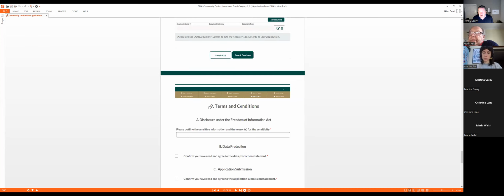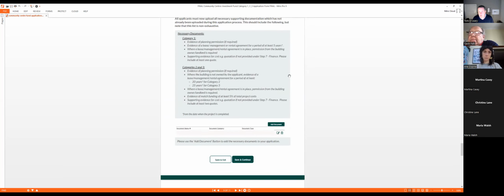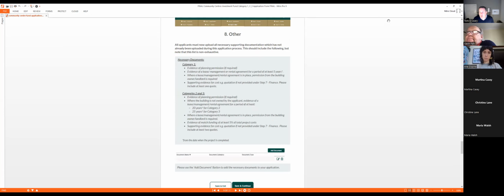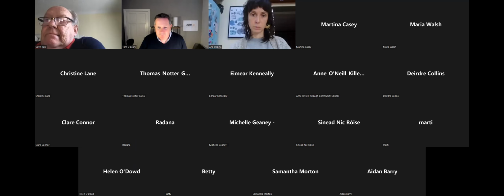So if you are doing this application form, and you are applying for the Community Central Fund, make sure you start gathering your information and documentation now, as soon as you possibly can, so you're ready for July. Okay, so that's the Community Central Fund. So there's an example of the application process.